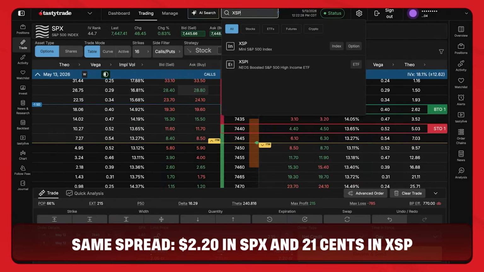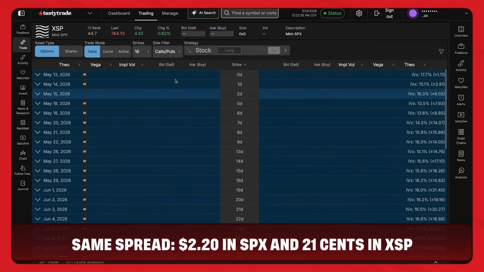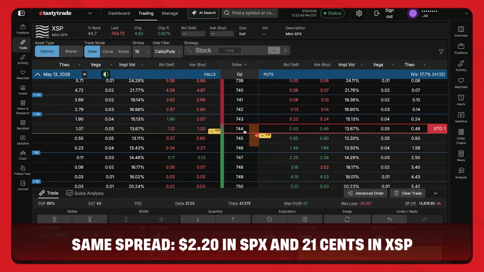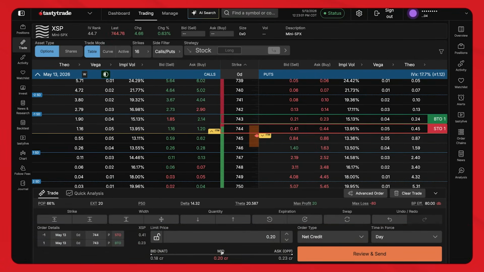Now I go into XSP and I go into the same 0 DTE options. And I'm going to sell again the 744 put. Now remember, it's 1/10 the size. So instead of the 7440s, I'm selling the 744 puts. And instead of buying the 7430 puts in the SPX, I'm buying the 743 puts. Let's click into those. And what do you know? A 21-cent credit.